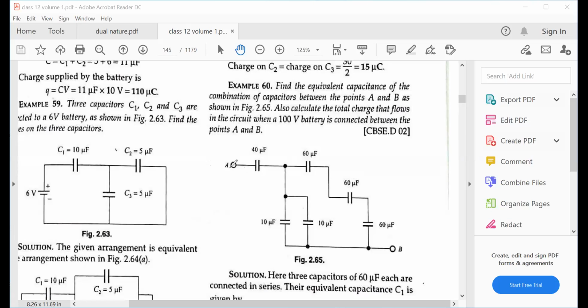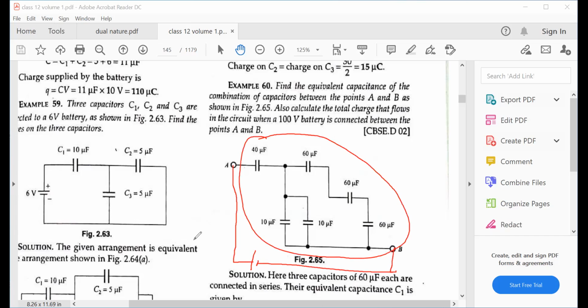Let's see. Remember, in this type of question, point A is your starting point and point B is your ending point. You can connect a battery between these two. A is your positive terminal and B is your negative terminal. In between these two only we are going to find your charges. But before that, we are going to find the equivalent capacitance for this circuit. So first we'll try to find the equivalent capacitance.